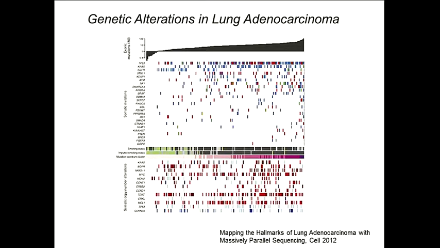A lot of lung adenocarcinoma. This is a summary of some of the work from the Broad on genetic alterations in lung adenocarcinoma using exomic sequencing. Again, don't need to know the details. The usual suspects are up here.